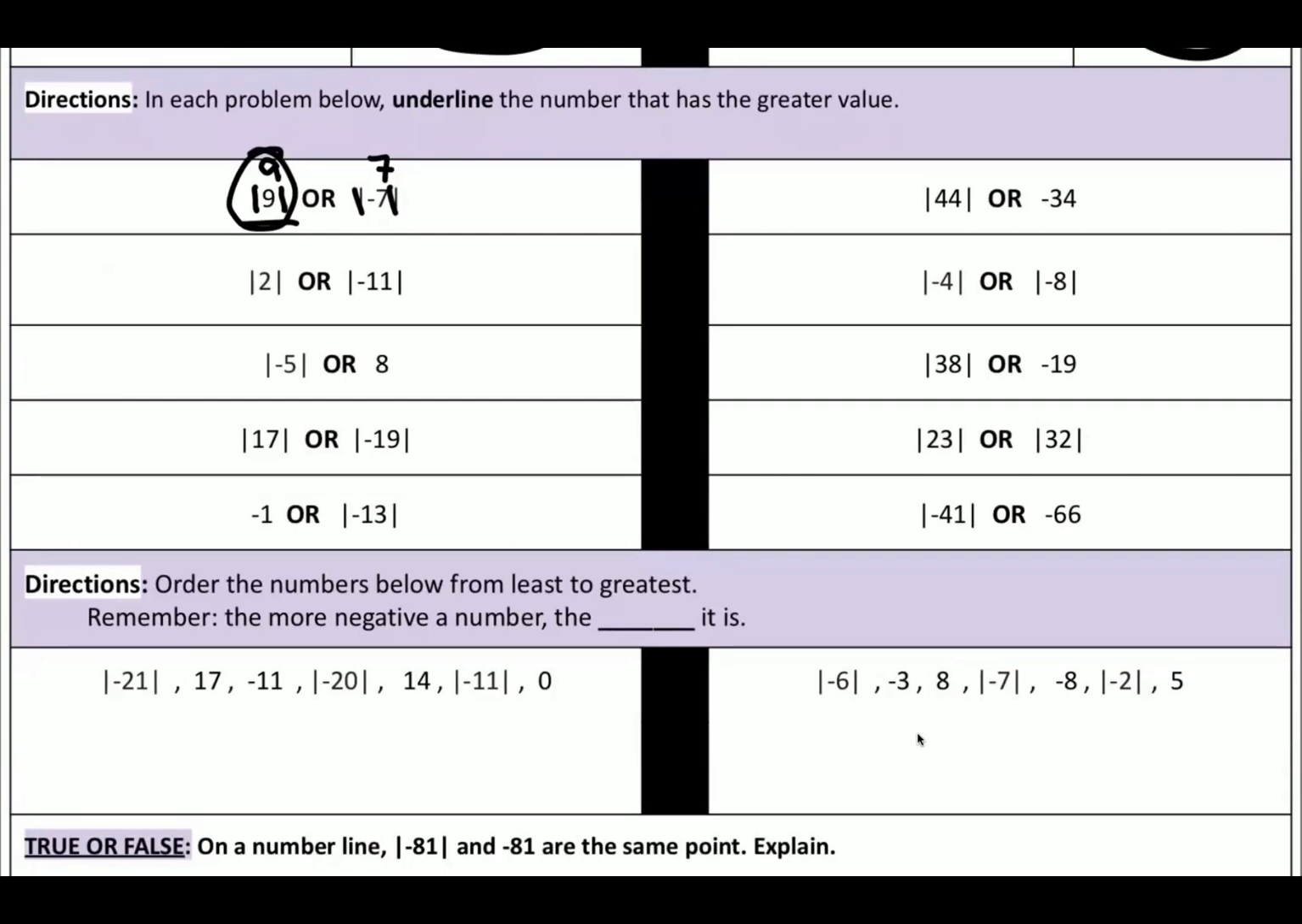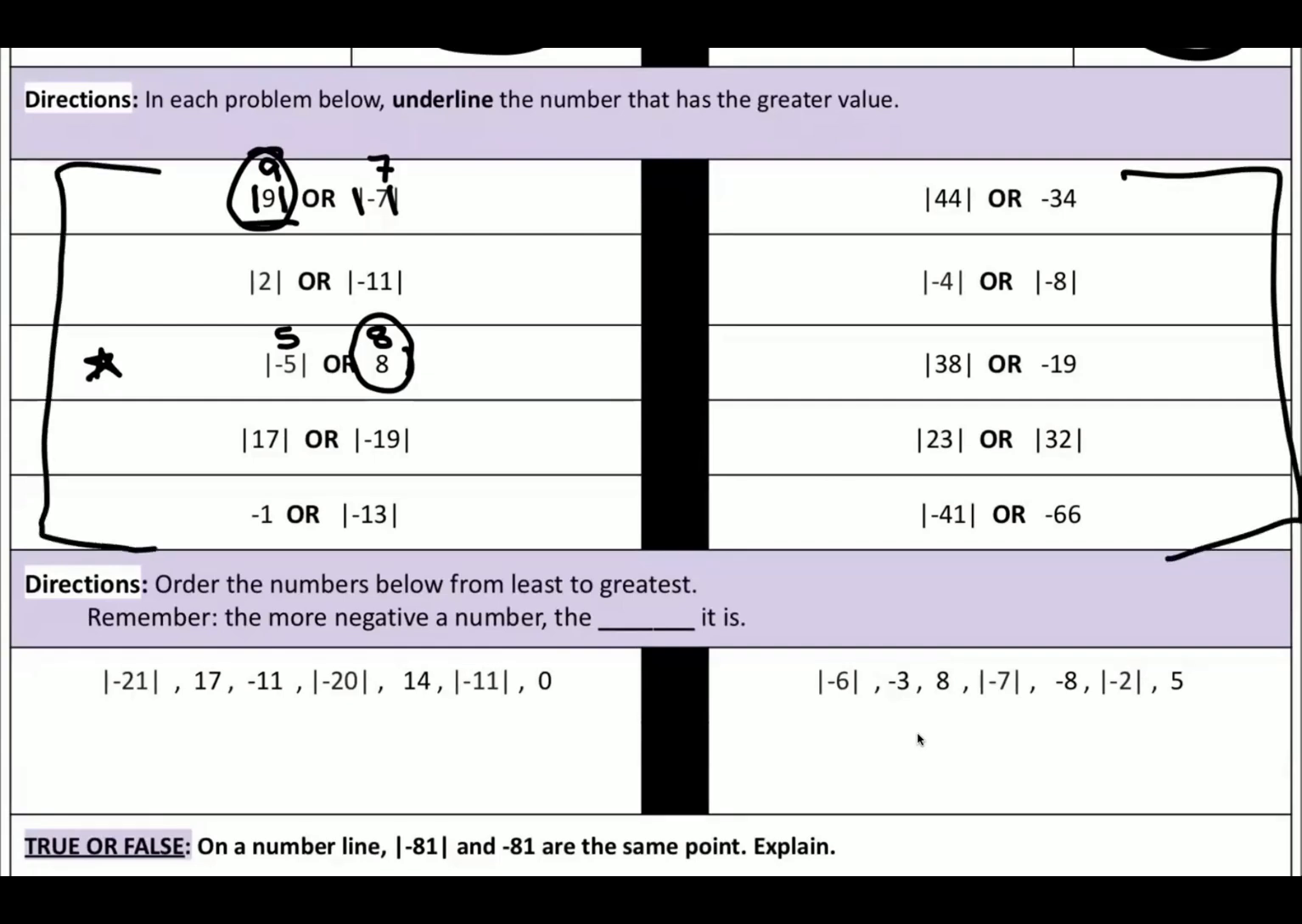The last example I'll do with you on this page is this one right here where it says the absolute value of negative 5 or 8. Okay, so this one doesn't have any lines around it, so we're just going to still treat it like 8. And this one does. The absolute value of negative 5 is 5. What's greater, 5 or 8? Go ahead and complete the rest of this section, then come back to the video.